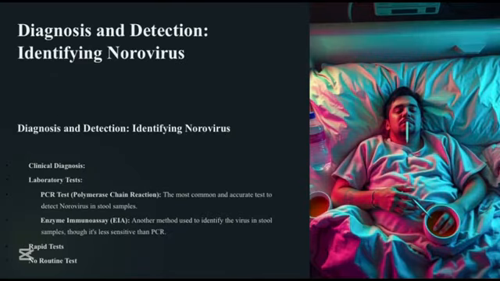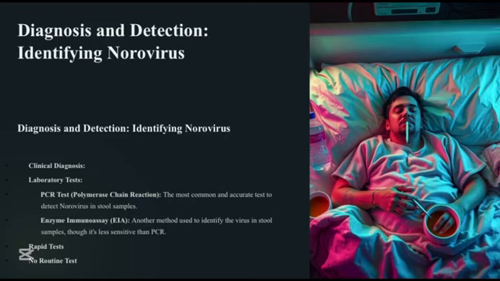Next is identifying norovirus. Clinical diagnosis: doctors often diagnose norovirus based on symptoms like vomiting, diarrhea, and stomach cramps, especially if there is an outbreak in the community. Laboratory tests. PCR test, polymerase chain reaction, is the most common and accurate test to detect norovirus in stool samples. Enzyme immunoassay, EIA, is another method used to identify the virus in stool samples, though it's less sensitive than PCR. Rapid test. Some rapid tests are available, but they are less commonly used due to lower accuracy.